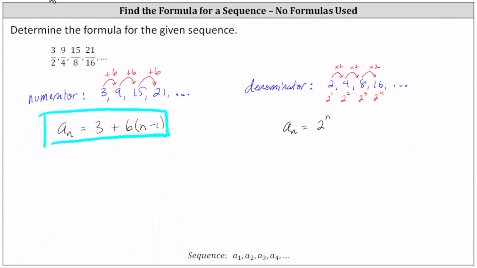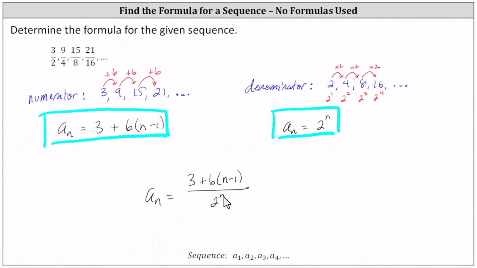Now that we have the correct formula for the numerator and denominator, of course, we can now write the formula for the given sequence. The correct formula for the given sequence is a sub n equals the formula for the numerator divided by the formula for the denominator, which is 3 plus 6 times the quantity n minus 1, all divided by 2 to the power of n.